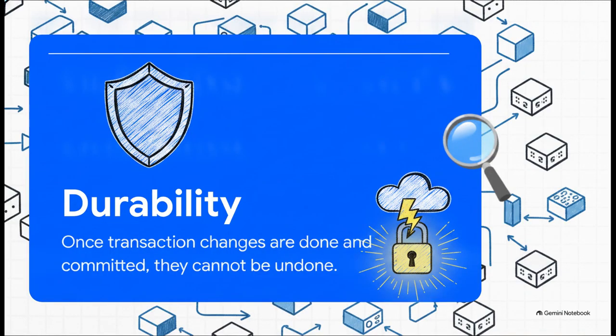Finally, the D stands for durability. Think of this as your ultimate safety net. Durability ensures that once a transaction is successfully completed and committed, those changes are permanent. Even if the server suffers a critical hardware failure or a power crash just 1 second later, those committed changes will not be lost. So to quickly recap the ACID properties, a transaction must be atomic, consistent, isolated, and durable to survive the real world.